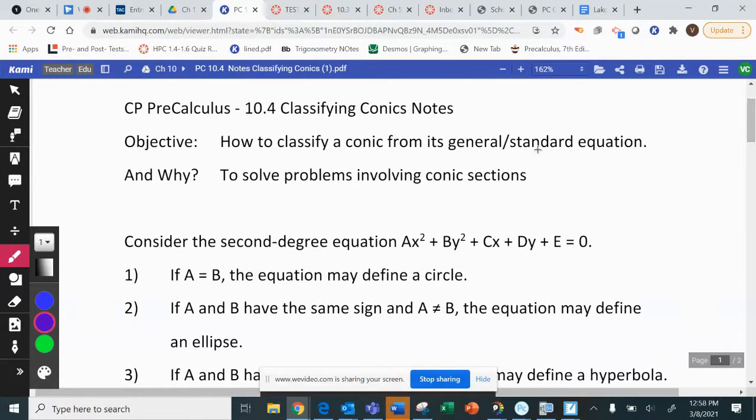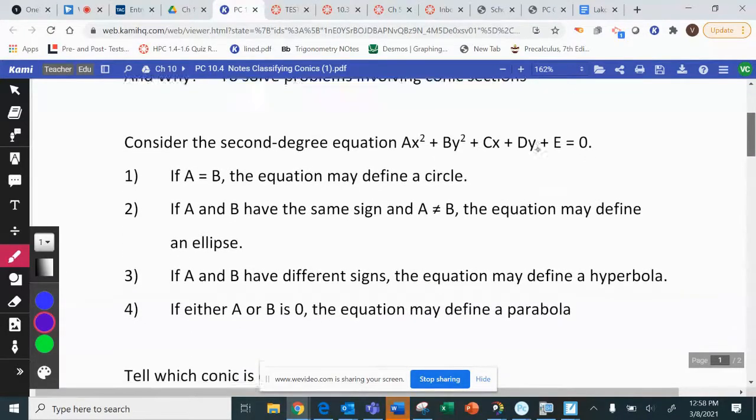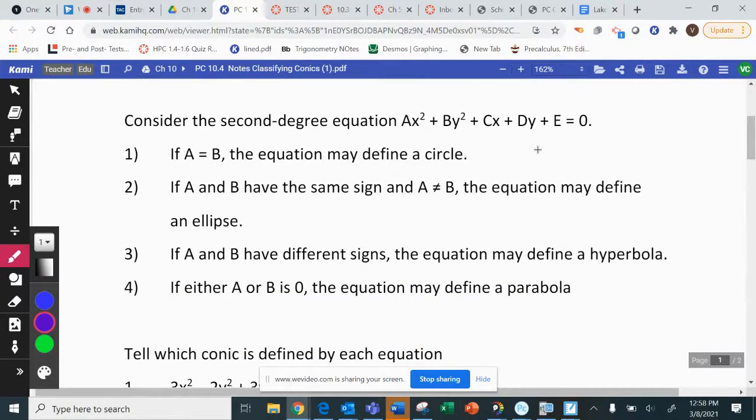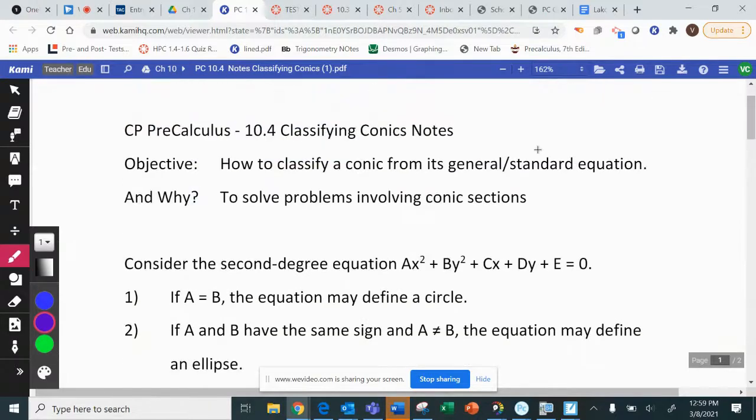All right, to classify conics by just looking at their equations. We have not done parabolas, but we're doing those today. That's not going to matter when we classify conics because parabolas are different than the other three conics. The three conics that we've talked about so far are circles, ellipses, and hyperbolas. And in the equations for circles, ellipses, and hyperbolas, they both have x squared and y squared.